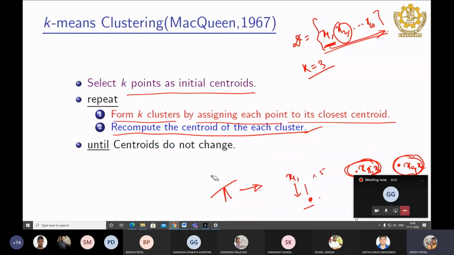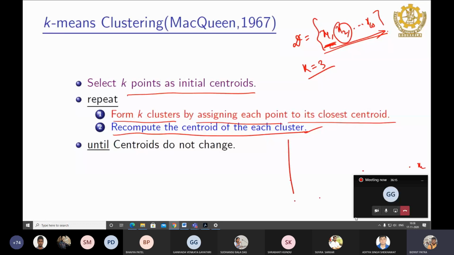So here I would like to mention 2 points. How do you compute the average? Because the point x1 can be a vector. So how do you compute the vector average? You have to add dimension-wise and divide by the number of points.